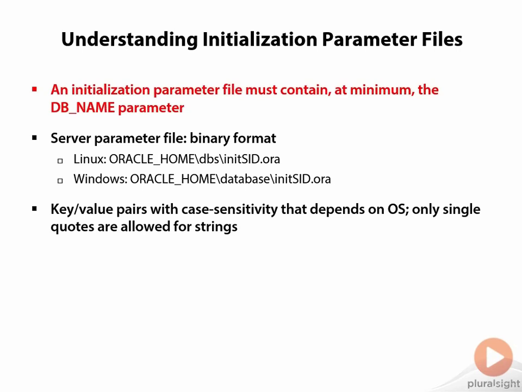Strictly speaking, an initialization parameter file has to have at least one parameter, DB name. And as you would expect, DB name refers to the unique name of the database. The service ID, or SID, is also considered a unique name for a database. And yes, there are arguments among Oracle professionals about the difference between a SID and a service name. We'll get into some of that in the next module where we cover Oracle Net Services. But for now, just consider DB name and SID to be equivalent to the database name.